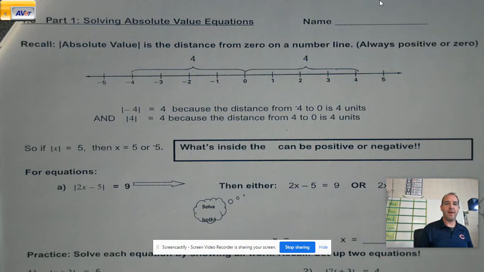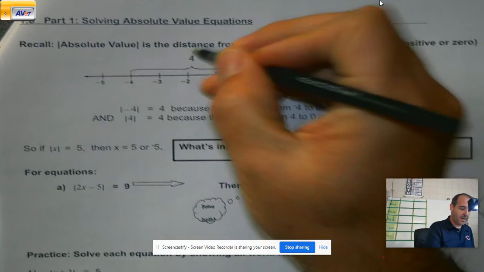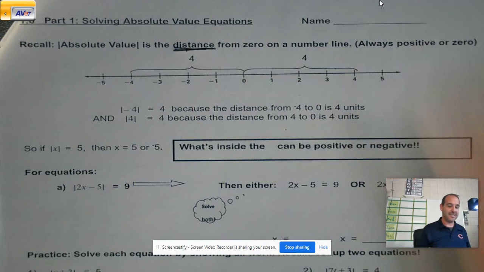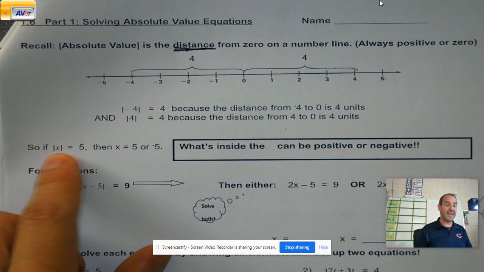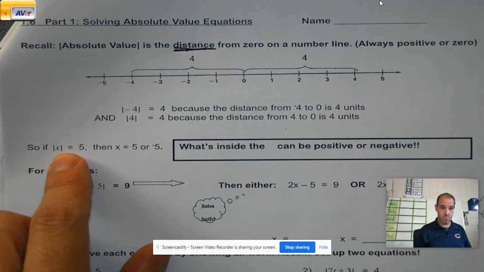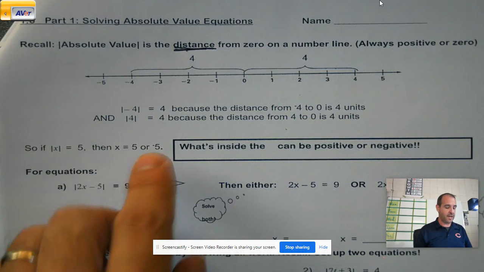I always like to compare this to driving a car. If you're driving forward, your odometer, where it's telling you the mileage, is going ahead. If you go in reverse, it doesn't go backwards. So when we talk about distance, it's going to be positive, and that's what the absolute value bars stand for.